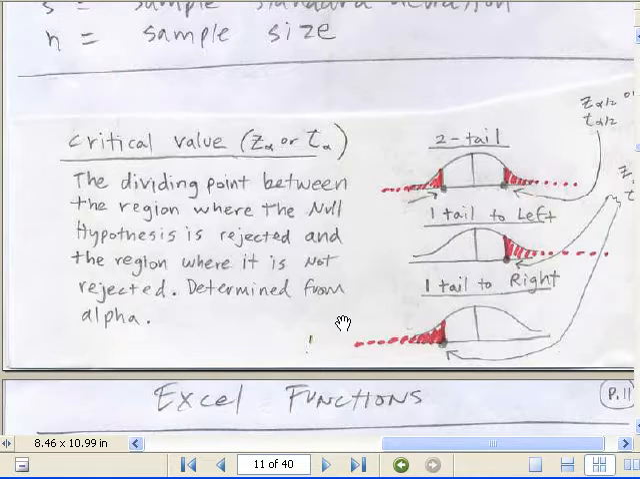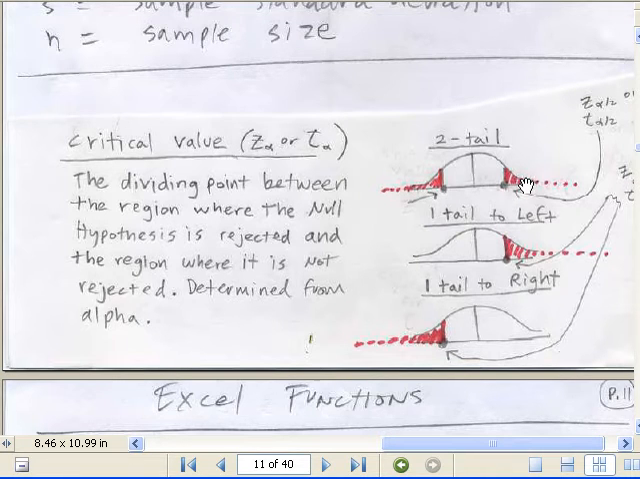Our critical value is going to be the dividing point between the region where the null hypothesis is rejected and the region where it is not rejected. We saw this in the last video. We have some dividing point. Those are our critical values. Last chapter, those were called confidence intervals.